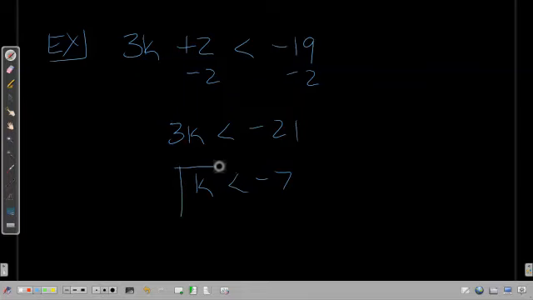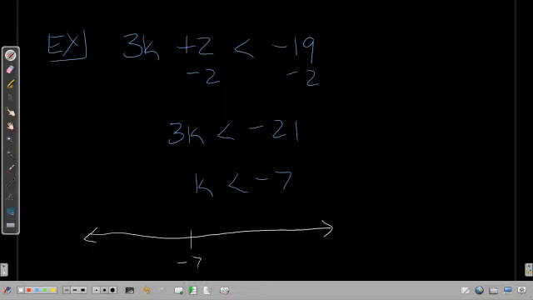Translate this statement to a picture, a graph. Draw a little number line, put a minus 7. Then the region of this number line that has the numbers that are less than minus 7 is this region over here.